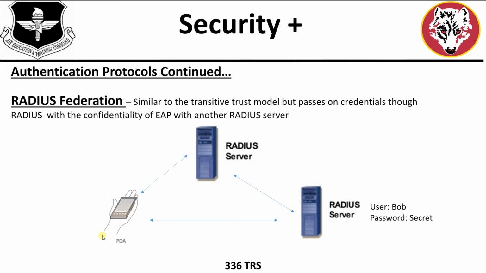So again, it is like a transitive trust model. I send it over to him. Those credentials aren't on this particular RADIUS server, so I'll forward that on to another RADIUS server which I trust. Those credentials are there. It gives the go-ahead, and then it is good to go.